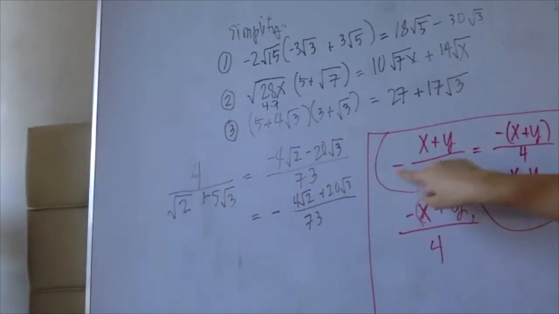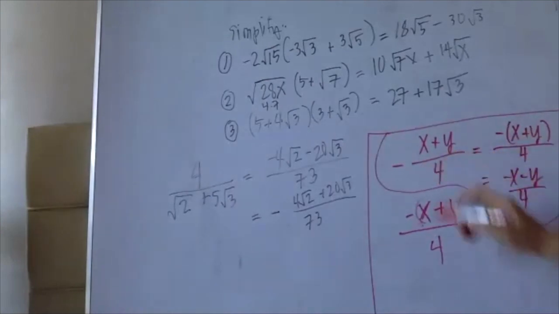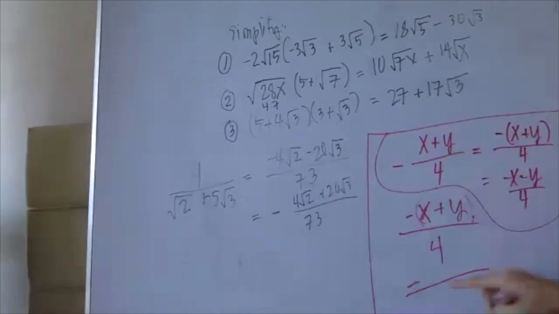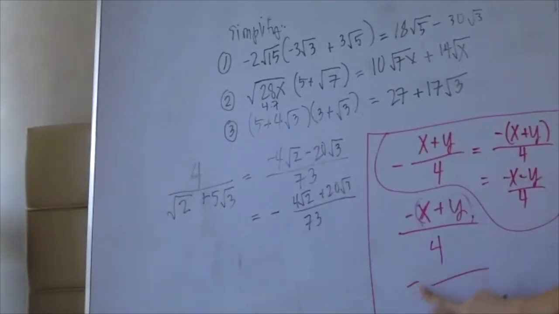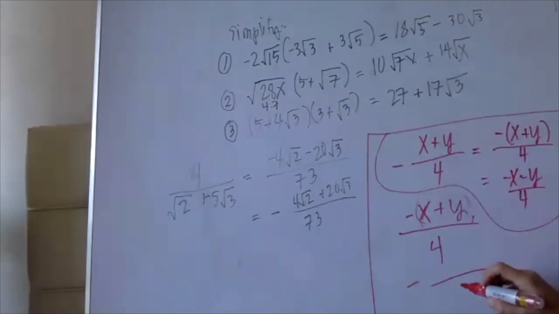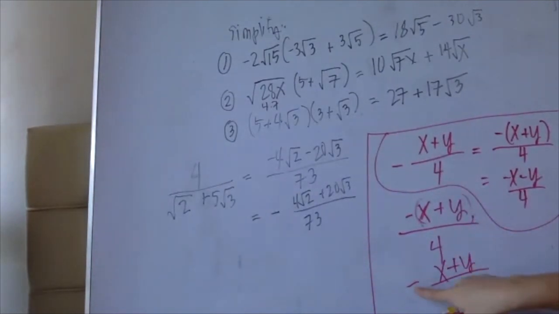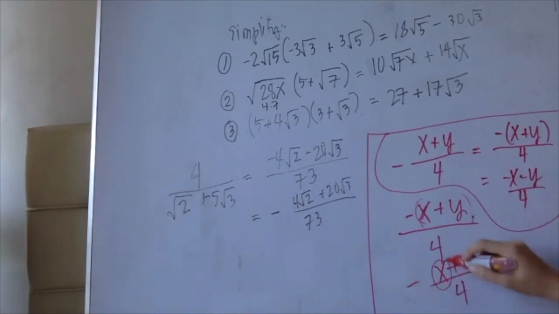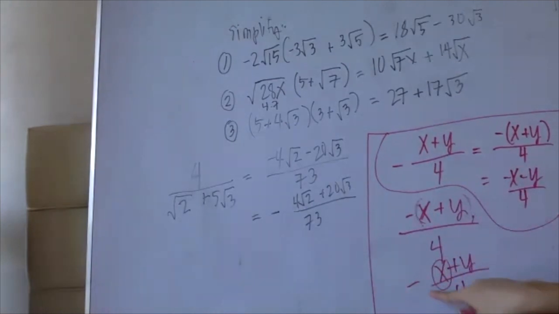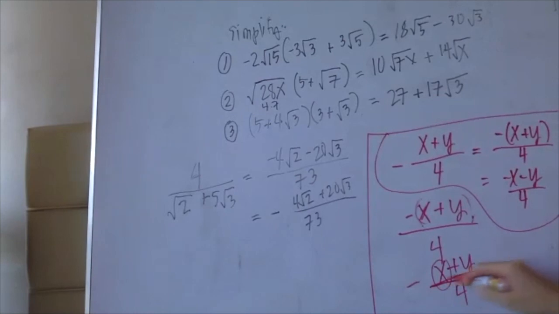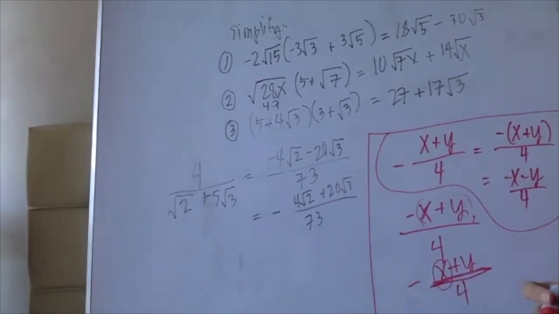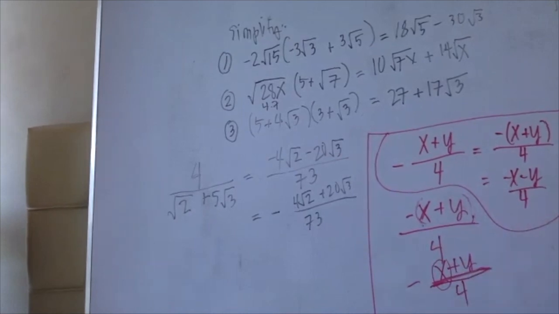Kapag nasa labas, kunwari ganyan. Basta pag hindi siya kasama sa, ano nga tawag dito, vinculum or something. Yung iba kasi akala nila yung negative lang is yung x. Dinidistribute yan, guys, as long as hindi siya kasama dito sa line ng fraction bar mo. So, just take note of that.